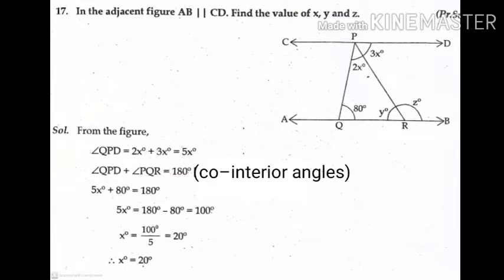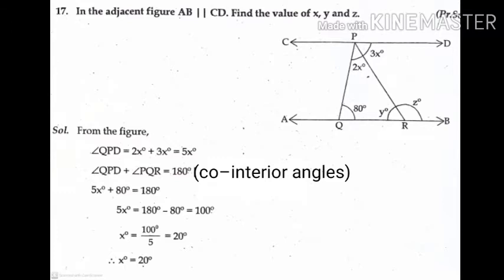Solution. From the figure, angle QPD is equal to 2x plus 3x, that is equal to 5x degrees. Angle QPD plus angle PQR is equal to 180 degrees since co-interior angles. That implies angle QPD, 5x degrees, plus angle PQR, 80 degrees, is equal to 180 degrees.